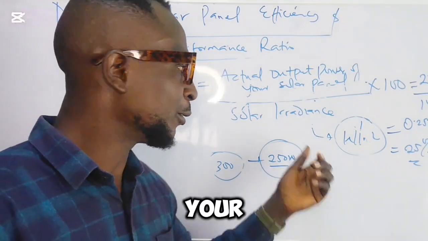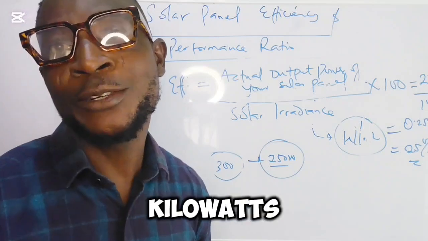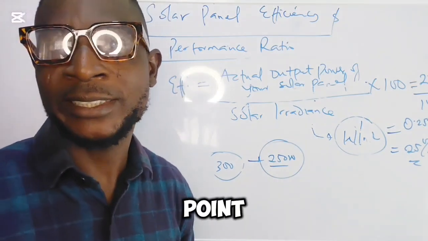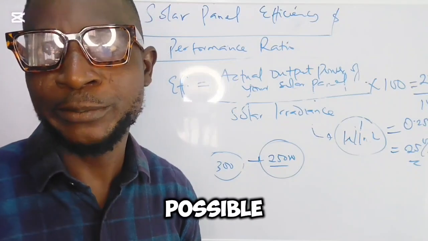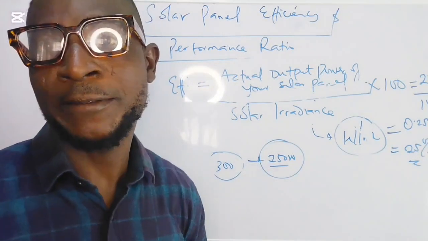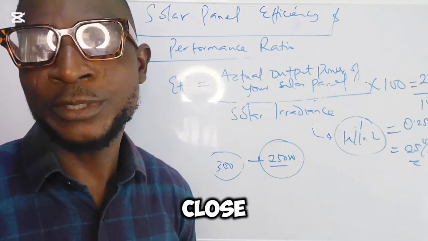Just like when you install your solar panel, during that peak sun hour, you can actually install a 3 kilowatt solar panel and you are pulling out 2.8 kilowatt. It's very, very possible. For a panel that is 25% efficient, you can put close to that value.